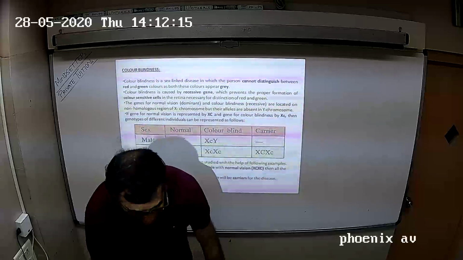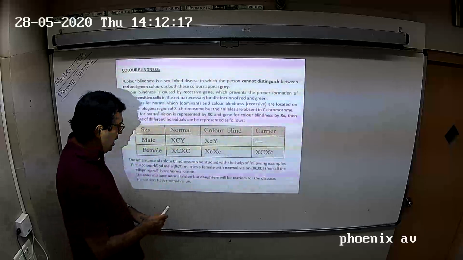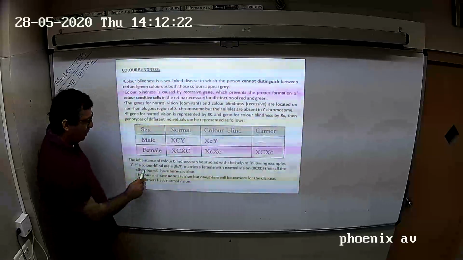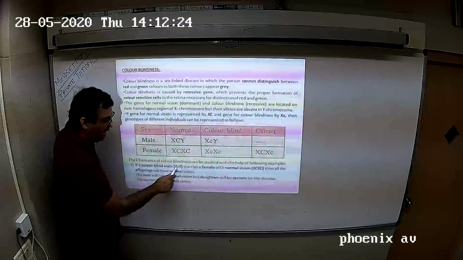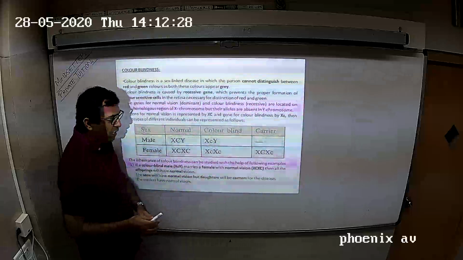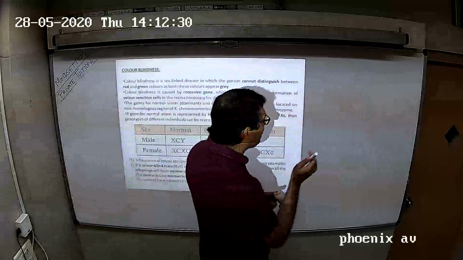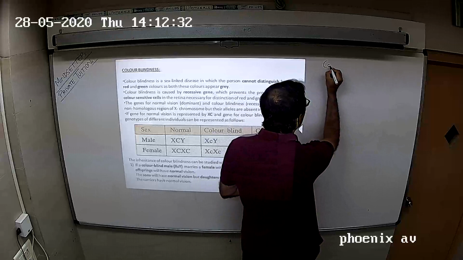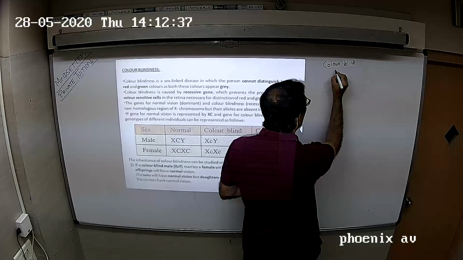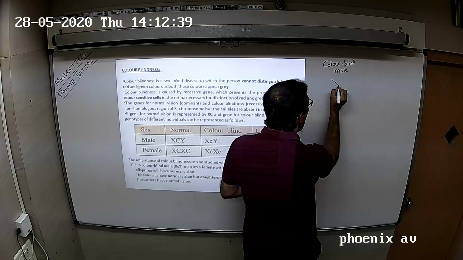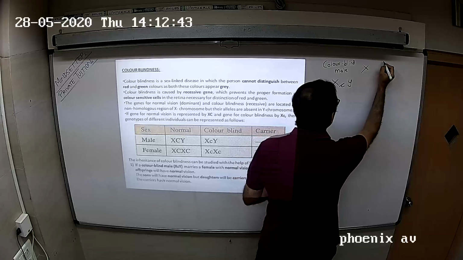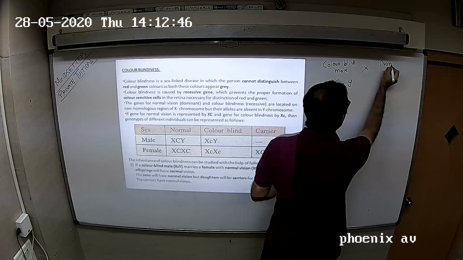So, how does this disease inherit? So, sir, inheritance of color blindness is shown by the following example. If a colorblind male, X small c Y, marries a female with normal vision, X capital C X capital C, then what will happen? Male is colorblind. So, we have a colorblind male, X small c Y. He marries a normal female.